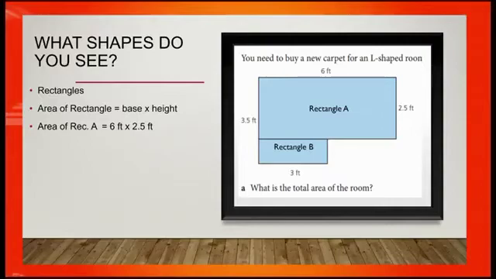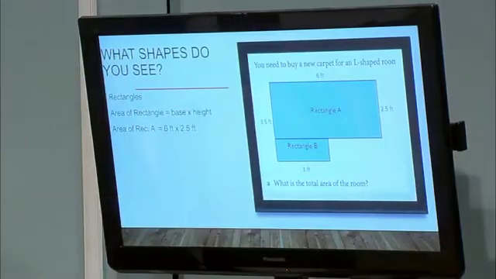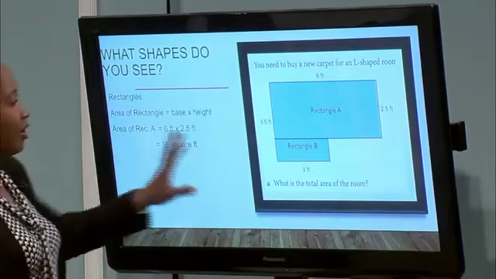Why can't we use this 3.5 feet? Because this 3.5 feet is talking about not only this distance, but all the way down to here. And if I go here, that's not a rectangle, so that can't work. So it's 2.5 feet multiplied by 6. And what would that give us? 15 square feet, okay? So that's the area of rectangle A.